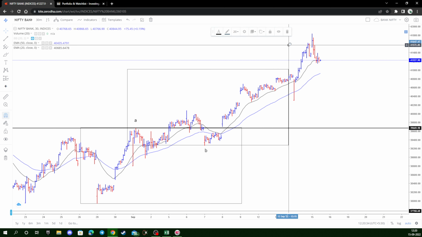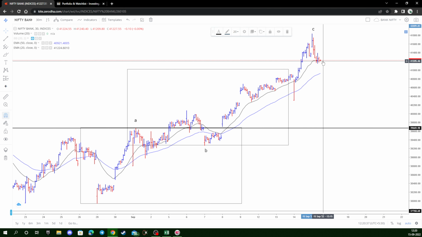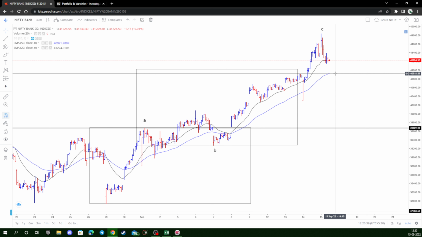So if I get to see a close below this moving average, the 20 moving average is around 41,224. A close below that would be a sign that in a very short term basis we have turned negative. A bigger confirmation would be below the 50 EMA, which is around 40,921.